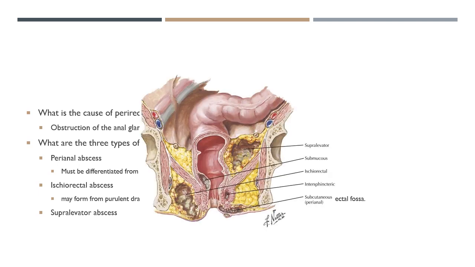This shows you an image here. You have the perianal abscess, which is the most superficial and needs to be differentiated from the other two. Then you have the ischiorectal and the supralevator. The supralevator is essentially above the levator muscle, and the ischiorectal is between the ischium bone and the rectum. So pretty self-explanatory based on where they are.